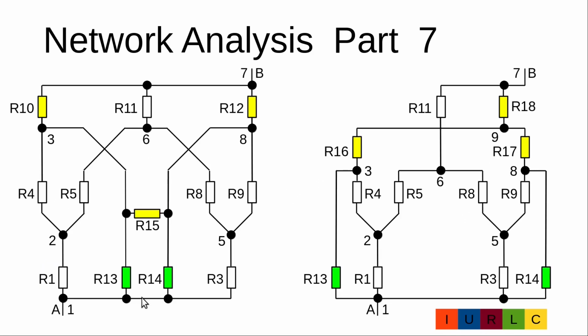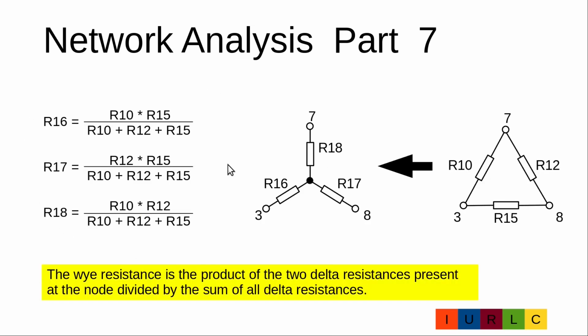Now we will move the two green resistors R13 and R14 from the middle to the border of the circuit, and have a look on the nodes 3, 7 and 8, where we have the delta resistors R10, R12 and R15. These delta resistors will be transferred in the new Y resistors R16, R17 and R18. Here are the formulas to calculate the new resistors R16, R17 and R18.